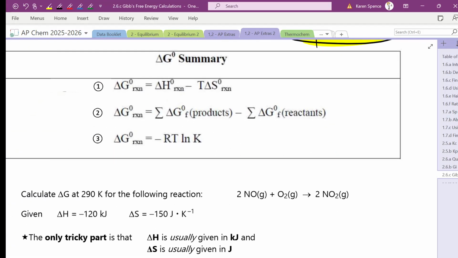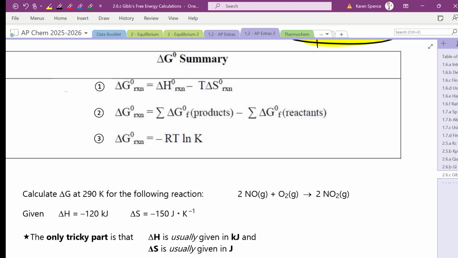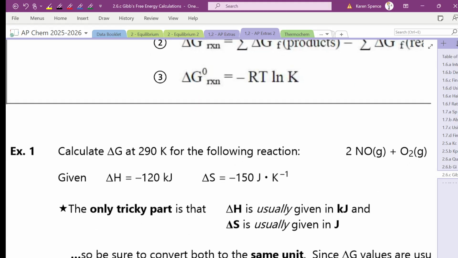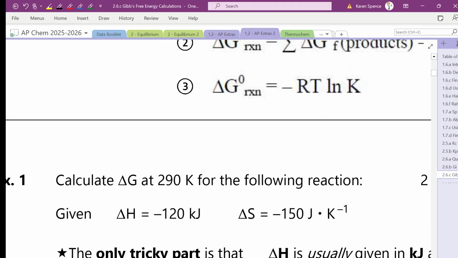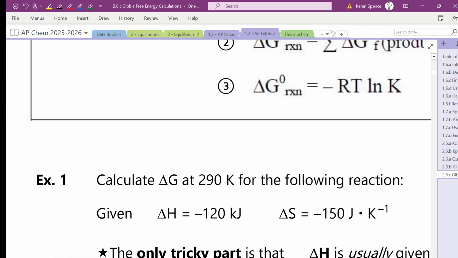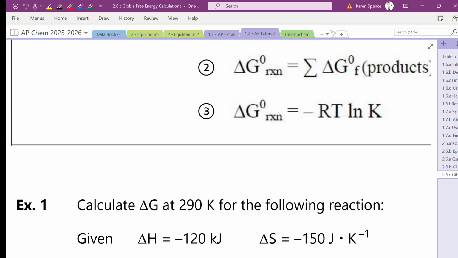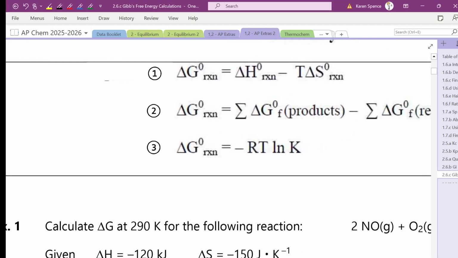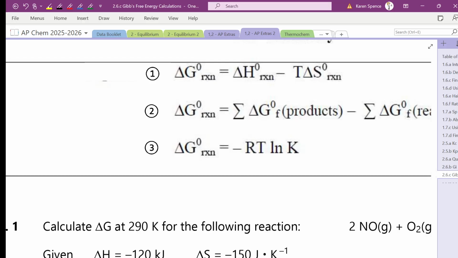So we're going to whip through some of these fairly quickly because it's really just throw them in the right formula and then churn through the numbers. Okay. So if you were asked to calculate delta G at 290 K for the following reaction, and you are given this reaction, and if you are given delta H and delta S, which of those 3 formulas would you choose? First one, yes, because you got your delta H and your delta S.